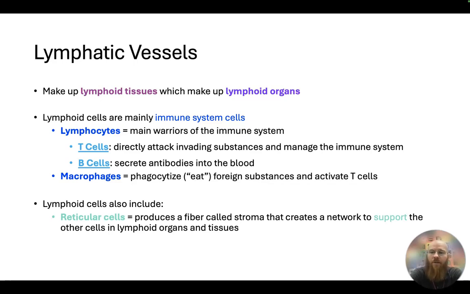We also want to make sure that we understand that the lymphoid cells also include reticular cells. These happen to produce a fiber called stroma, which creates a network to support the other cells within those lymphoid organs and tissues. So there's a lot going on here, but the main thing to take away from this is that these lymphoid cells make up the lymphoid tissues, which make up the lymphoid organs. So it's always going to have these key roles in supporting immune system function, as it also supports the cardiovascular system function and returning that fluid to circulation.